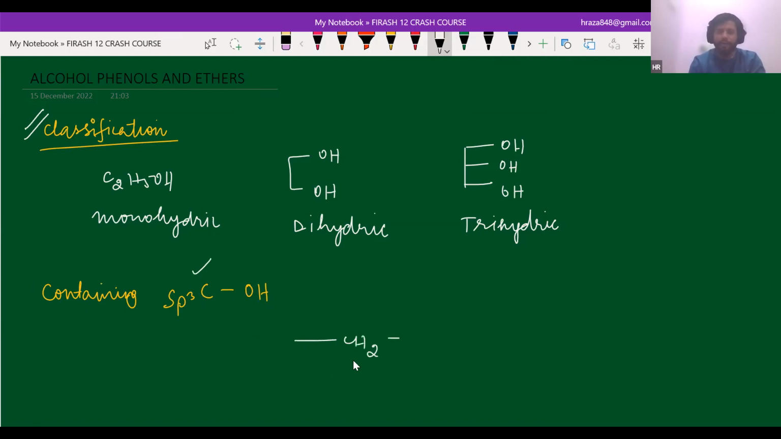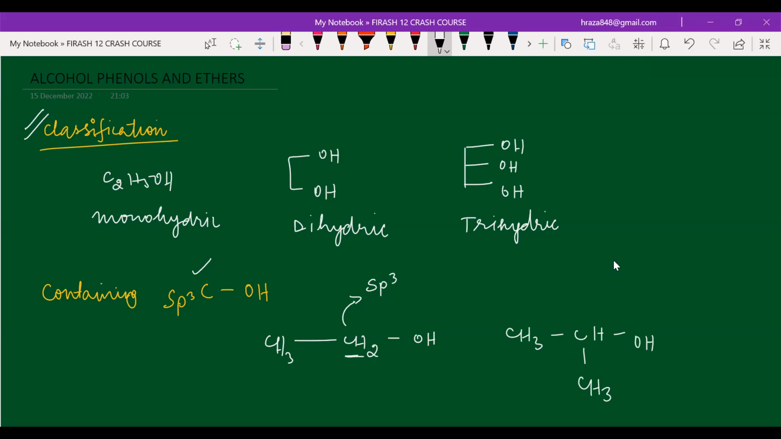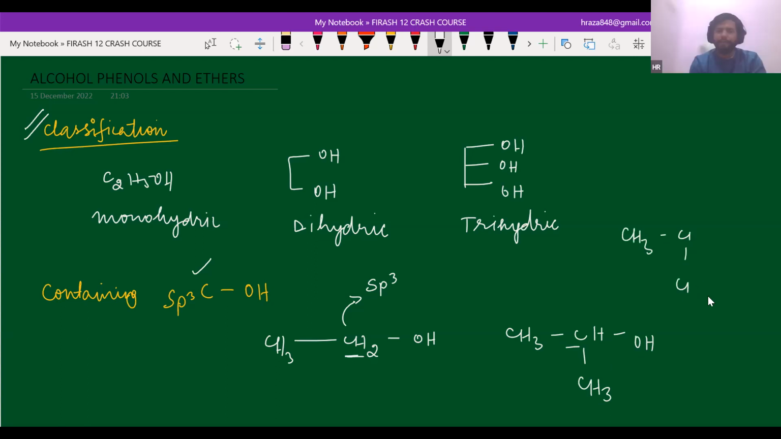CH2OH, and if you are going to check the hybridization, it's sp3. And since, let's say, can you tell me the degree of this carbon that I underlined? 1.